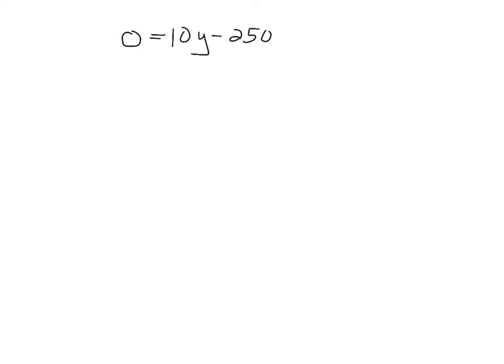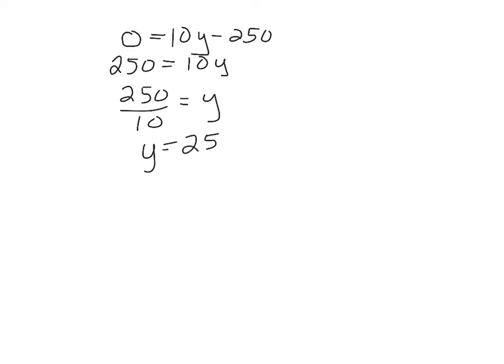We have 0 equals 10y minus 250. We add 250 to both sides because we're trying to isolate that variable. And so now we're going to divide both sides by 10 in order to have the value of 1y. And we see that y is equal to 25. Now we take that value of y, substitute it into either of the first partial derivatives, and solve for the x.